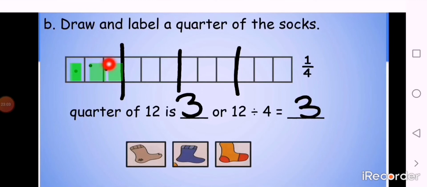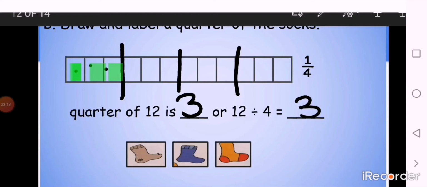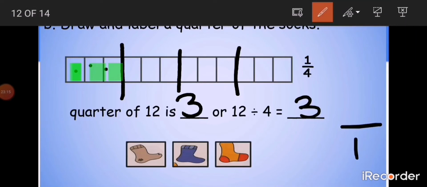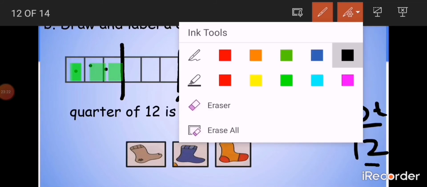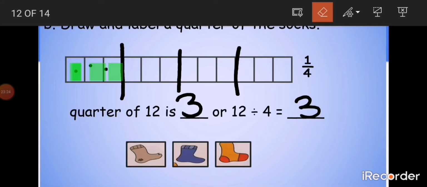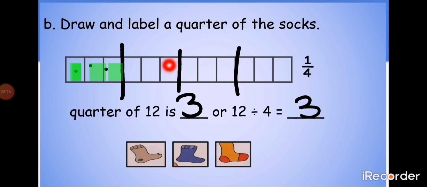And you have to color only 3 squares here because we have to find the quarter of 12. Now, can you count how many parts are colored? 3 out of 12. So we can write the fraction in that way also. Total parts are 12 and 1, 2, 3, 3 are colored. So 12 is the denominator and 3 is the numerator. Now 3 parts out of 12 are colored. And we can say 3 is the quarter of 12.